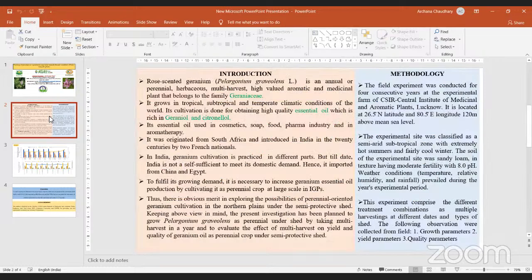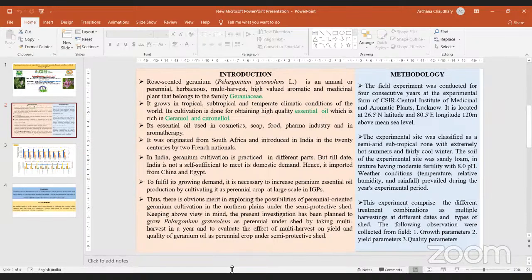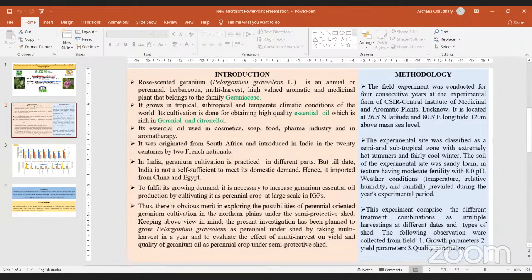And this is the introduction. Rose-scented geranium, that is Pelargonium graveolens, is an annual or perennial herbaceous multi-harvest, high-valued aromatic and medicinal plant that belongs to the family Geraniaceae. It grows in tropical, subtropical, temperate climatic conditions of the world. Its cultivation is done for obtaining high-quality essential oil, which is rich in geraniol and citronellol. Its essential oil is used in cosmetics, soap, food, pharma industry, and in aromatherapy. It originated from South Africa and was introduced in India in the 20th century by two French nationals.